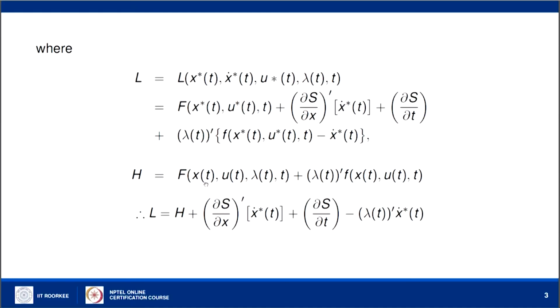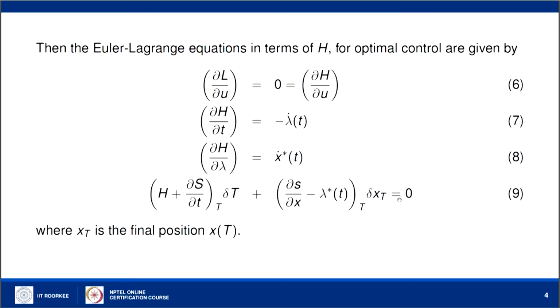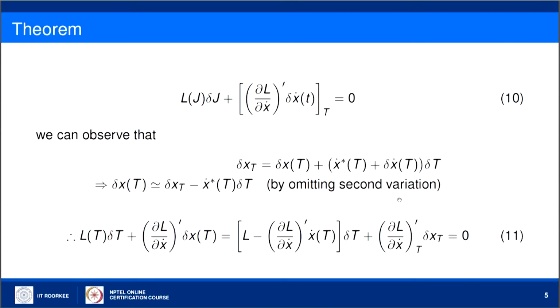The Hamiltonian H is defined by capital F function plus lambda dash times small f function. Therefore, the Lagrangian L in terms of the Hamiltonian H is given by this expression, which can be easily seen from the previous step. Now, the condition in terms of capital H is given by 9. So, this we have to prove, and we will prove it as a theorem.